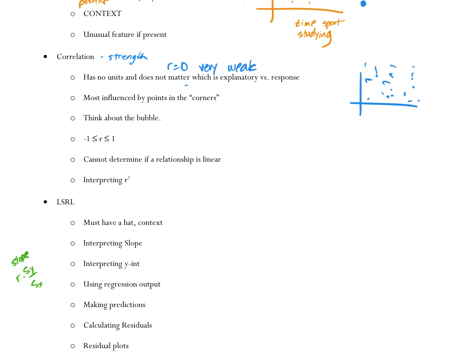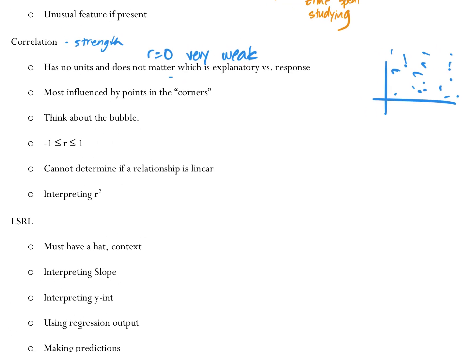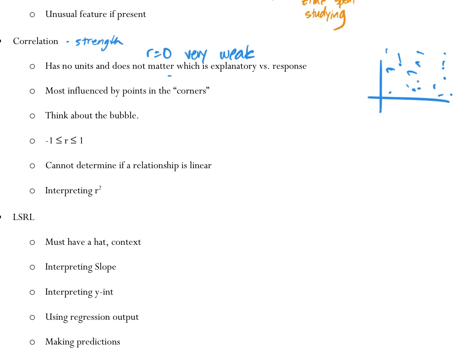So R measures strength only. It doesn't measure slope, but it turns out that when R is equal to 0, your slope would also equal 0. So if your overall impression of the scatter plot is that the line would be horizontal, then yes, R is still 0. Okay? All right.